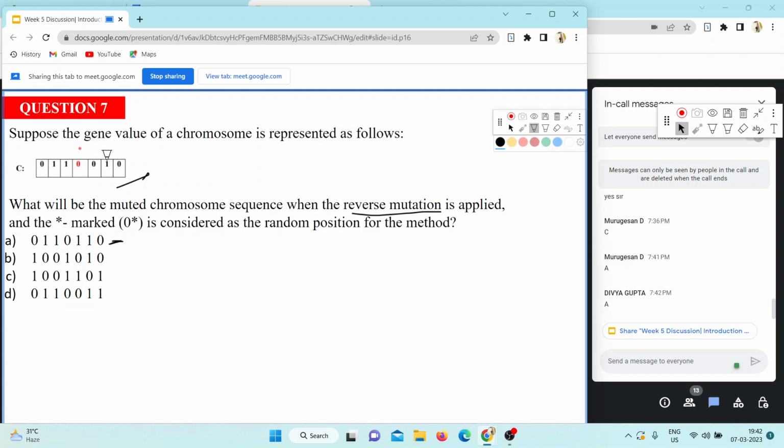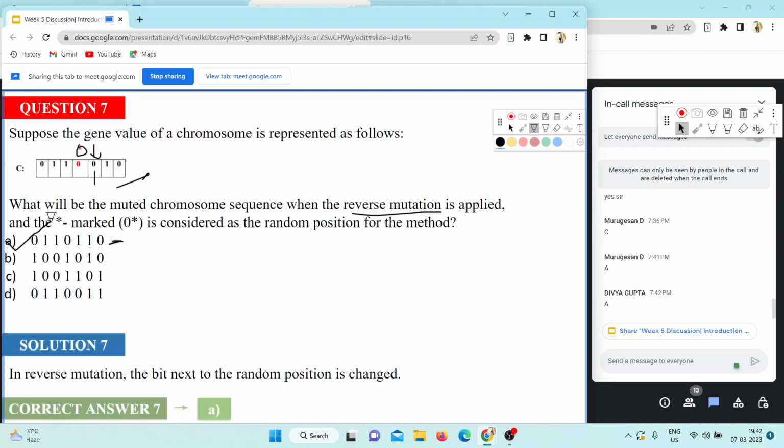Okay, so let me tell you the answer. What we do in reverse mutation is we flip the bit value of the next bit. After this star mark bit, we have this bit, so we change this 0 value to 1. So our answer would be 0 1 1 0 1 1 0. So answer A is your correct answer. In reverse mutation, the bit next to your random position is changed.